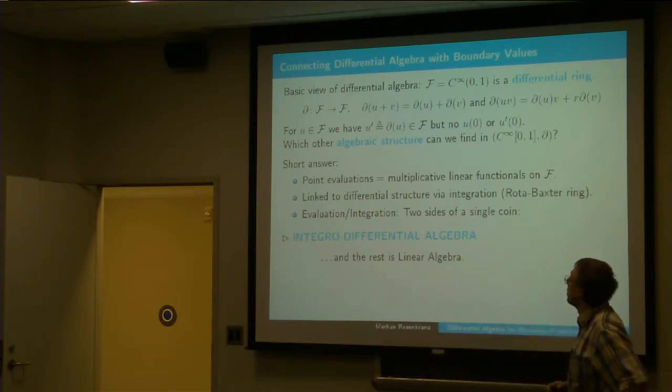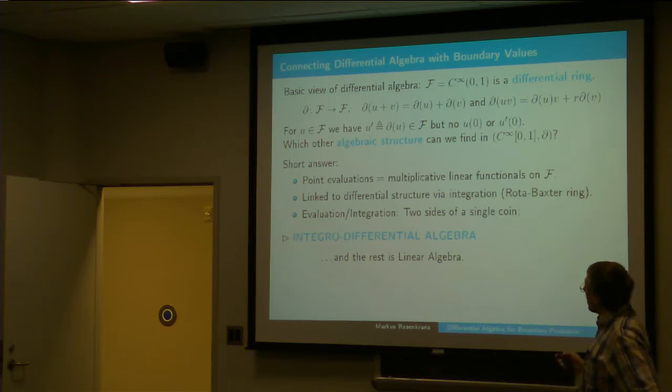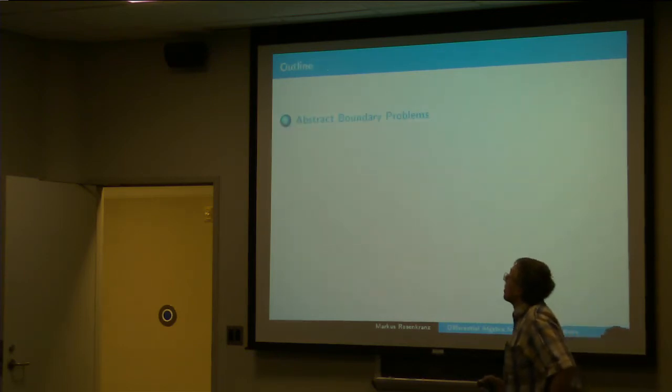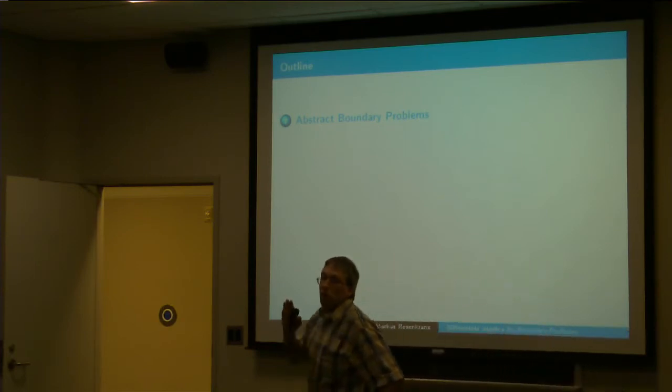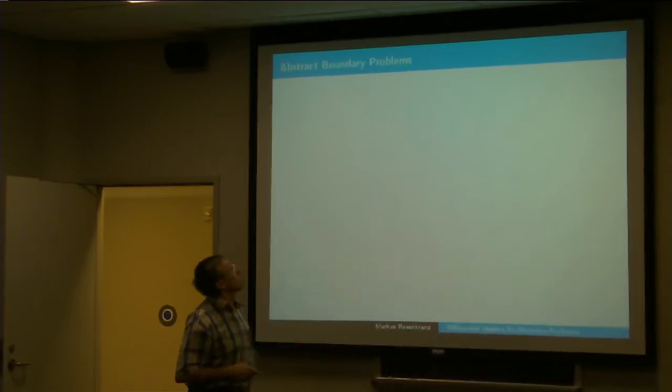That's the whole point. Otherwise it would be trivial. Okay, so let me start now with what I call abstract boundary problems. Abstract just meaning no differential structure, no Rota-Baxter structure, just the vector space.